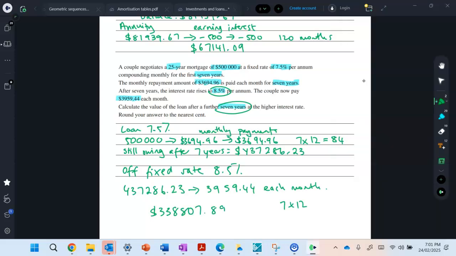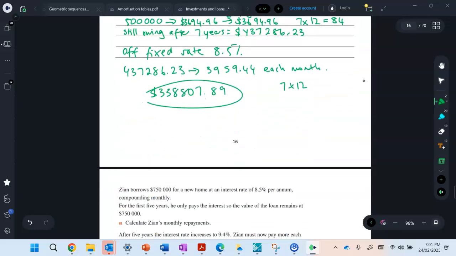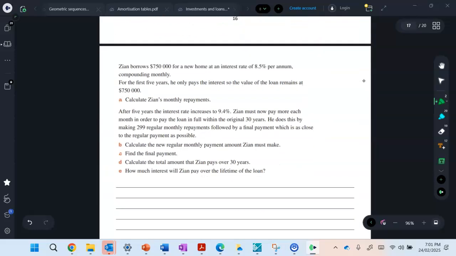807.89. All right, so that's how much is owing after another 7 years. All right, so let's not do every single question here. Let's maybe just break it down and you have a go at doing it on your own.